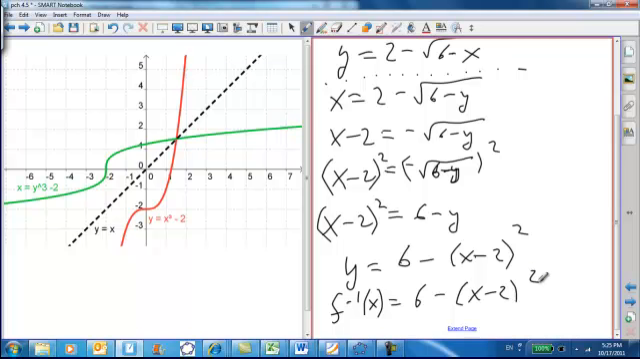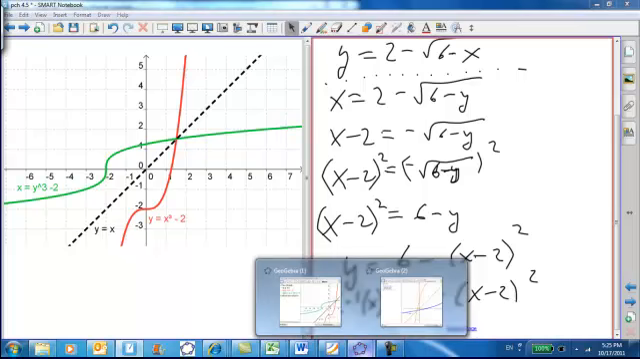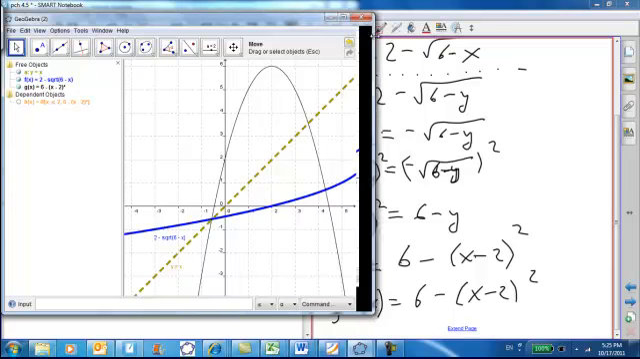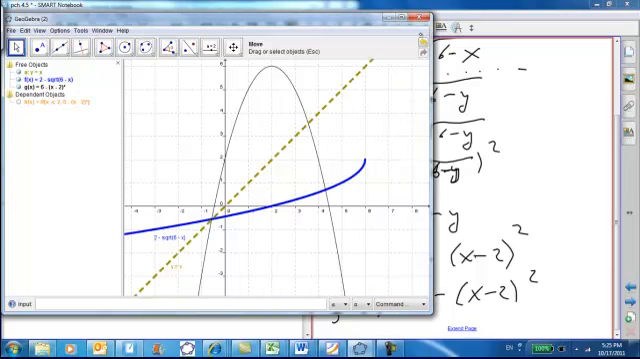It all seems well and good, but when we actually go to GeoGebra and look at this, we have a problem. We have a problem because 6 minus (x minus 2) quantity squared is the full parabola like this. And the one we want should not be so complete. These are not mirror images over the line y equals x anymore.